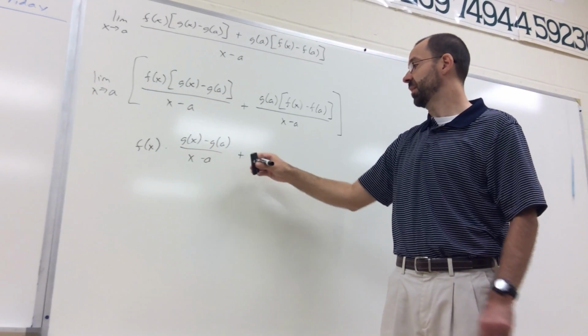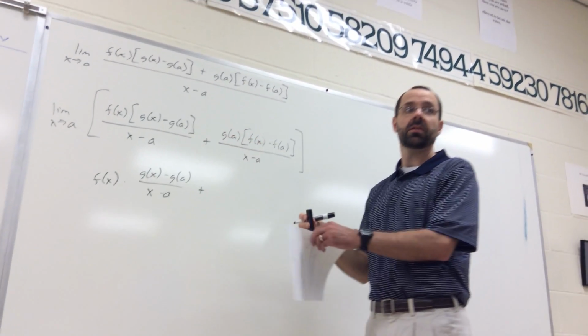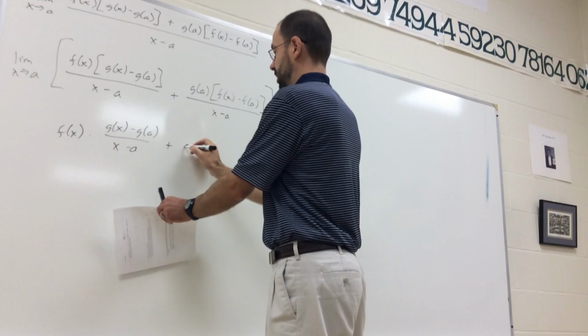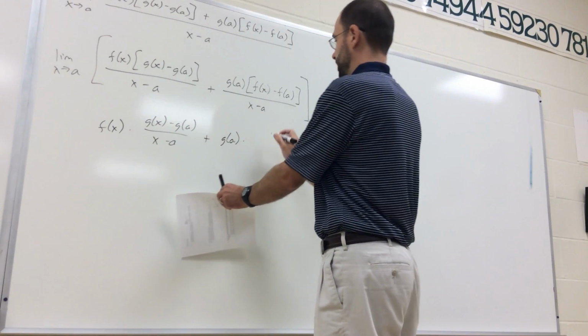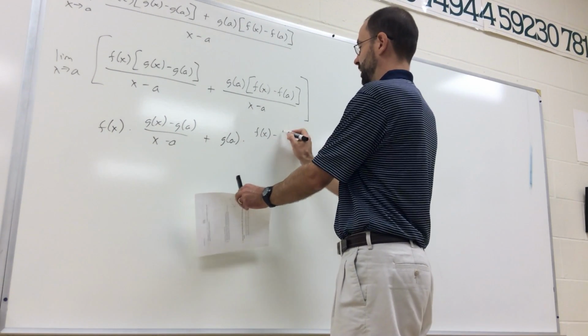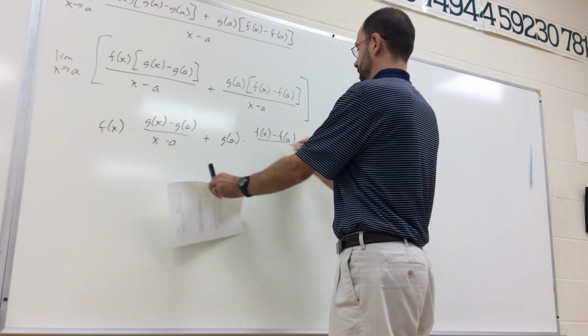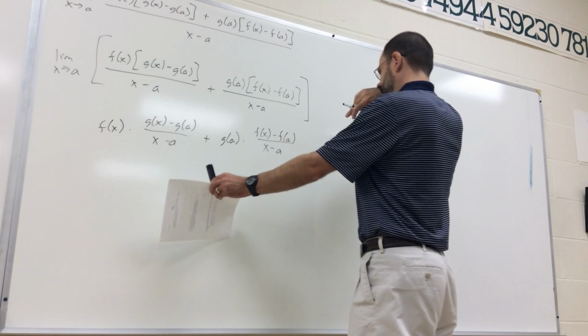And then I'm going to do the same thing with g of a here. This is g of a times f of x minus f of a, all over x minus a.